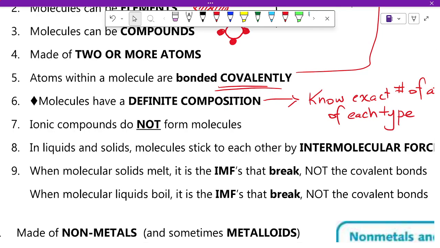Do ionic compounds form molecules? No. What do we call a single particle of an ionic compound? We call that a formula unit. Yes.